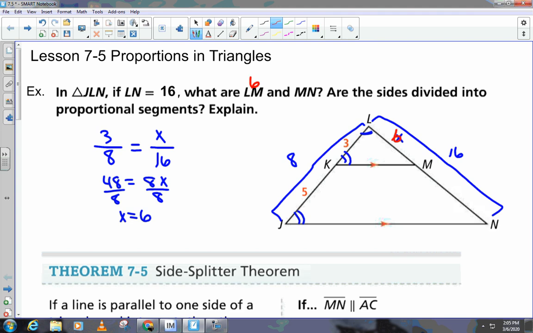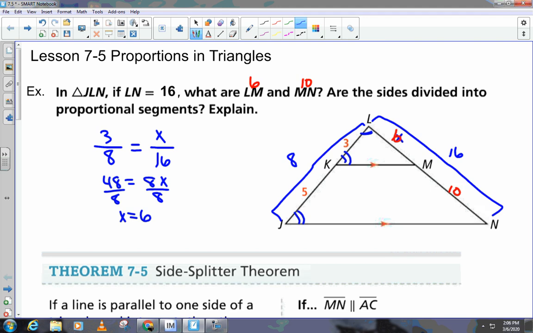Well, if LM is 6, can we find MN? What's it going to be? 10. Because the whole thing is 16, minus 6 gives me 10. So that's what we've done already.